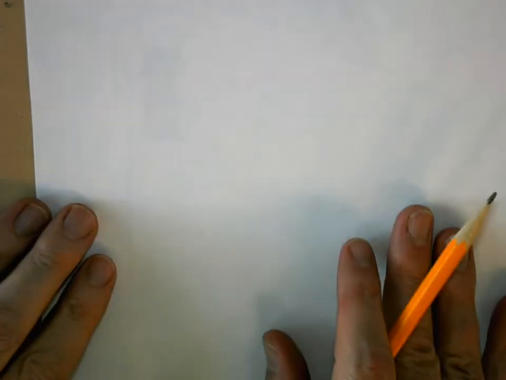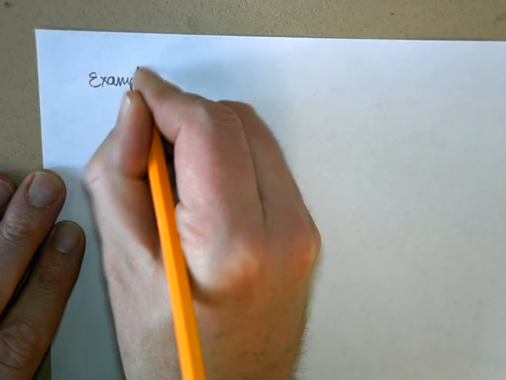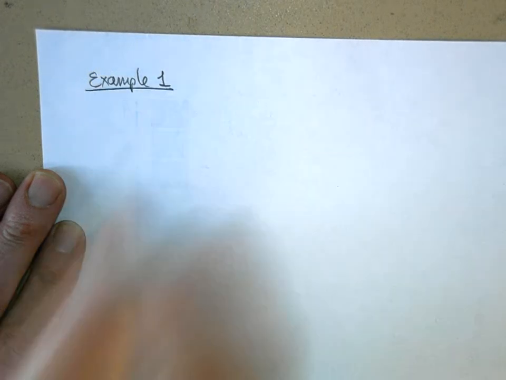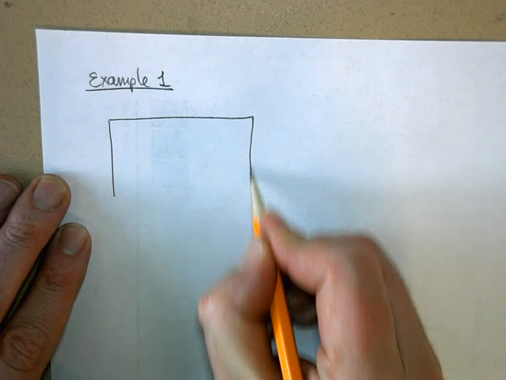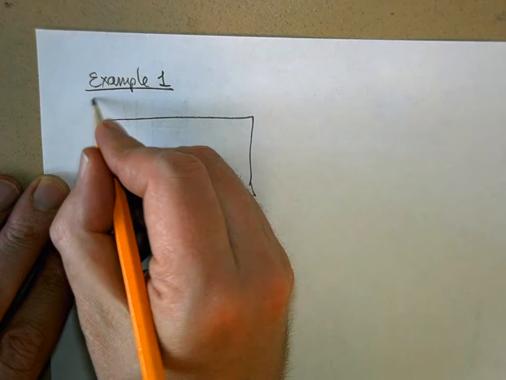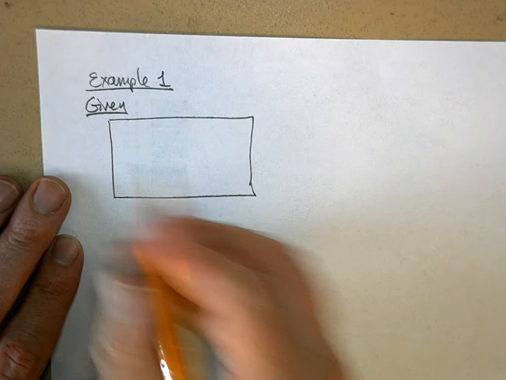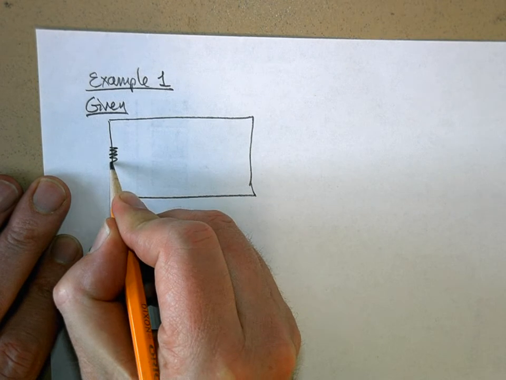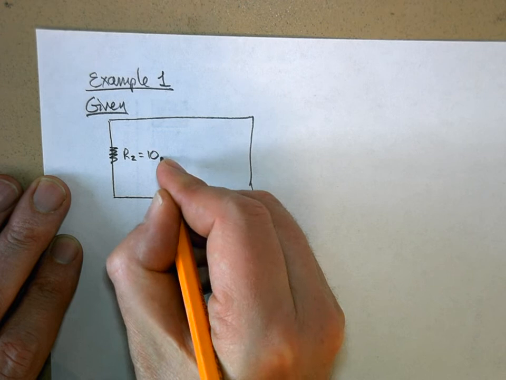It's almost trivial, but it still will work. So we'll call this example 1. Now the way I do that, to do this fast, here's what's given. I just draw a triangle, and then I draw a little zigzaggy thing like this, and I say this is R2 equals 10 ohms.